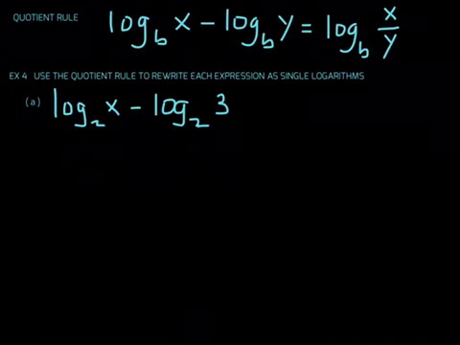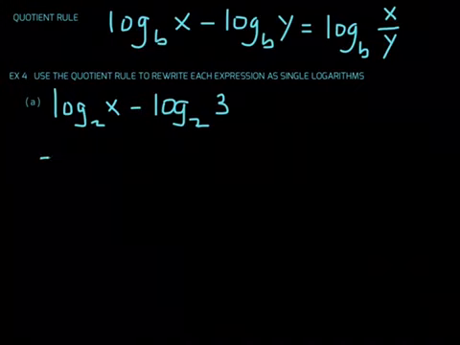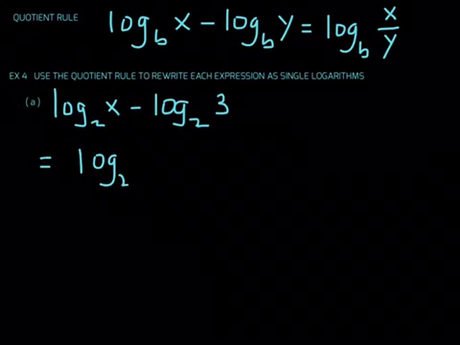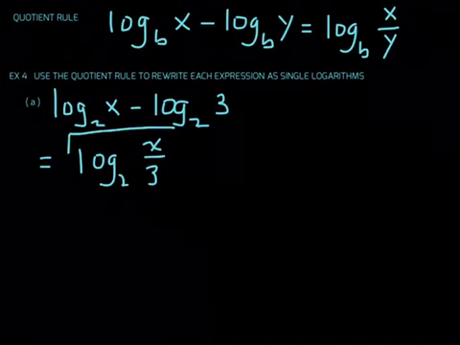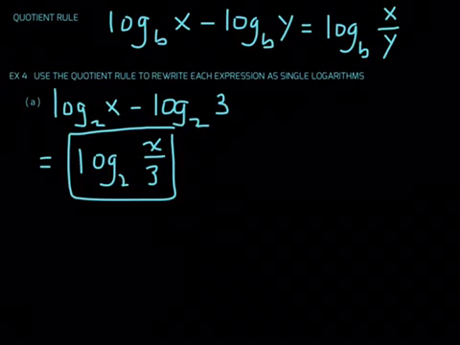So using the quotient rule, this would be log base 2. So there's your one and only log. The first argument is your numerator. The second argument is your denominator. Okay, guys, it's that straightforward. That problem is done. Cool. Let's look at the next one.